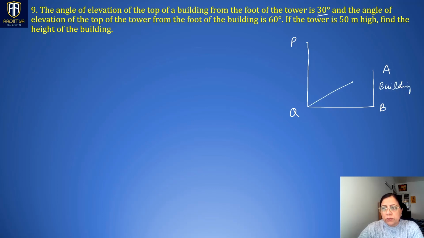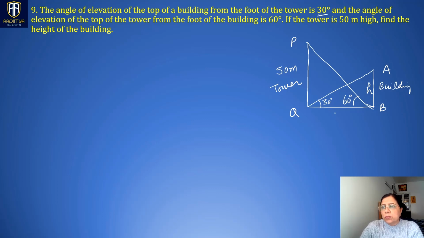So the angle of elevation of the top of the building from the foot of the tower is 30 degrees. And next he says the angle of elevation of the top of the tower from the foot of the building. Now this is the building. Angle of elevation from here is 60 degrees. Since the angle of elevation of the tower is greater, that is why the tower has to be taller in size. If the tower is 50 meter high, this is 50 meter, right? Now he says find the height of the building. We have to find this building. Let its height be h, right?